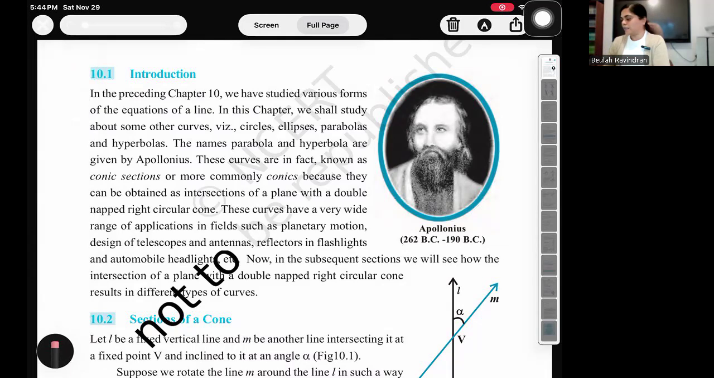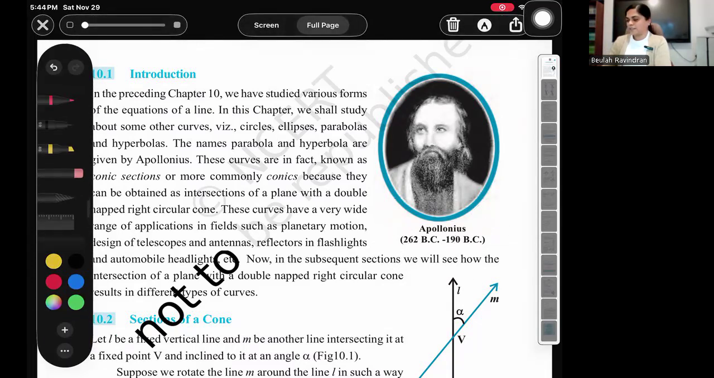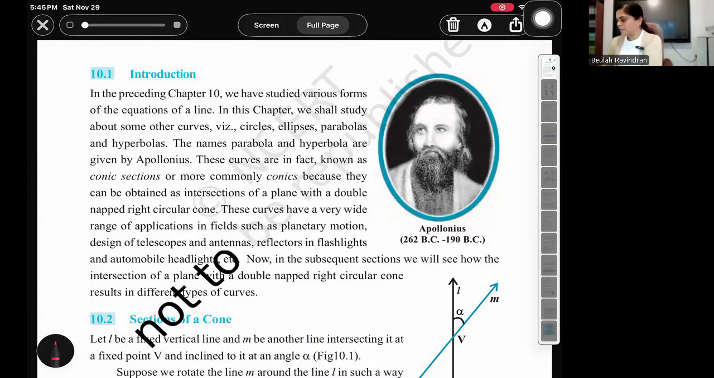He is Apollonius. See his age: 262 BC to 190 BC. BCs go from negative infinity to zero. Zero is the maximum for BC, right? So it is decreasing now. 262 BC to 190 BC he lived, right?